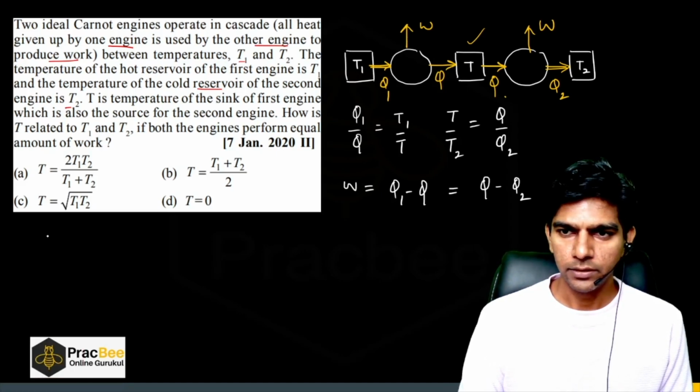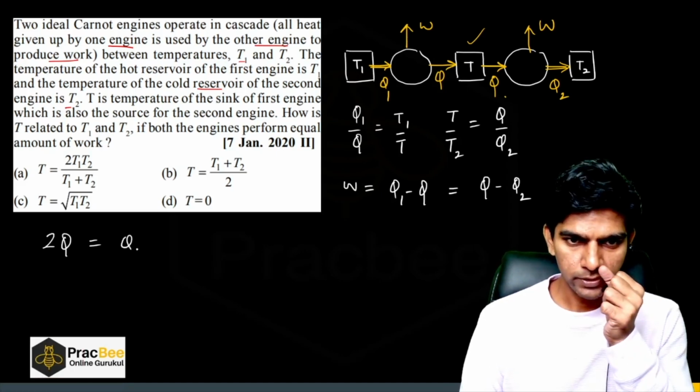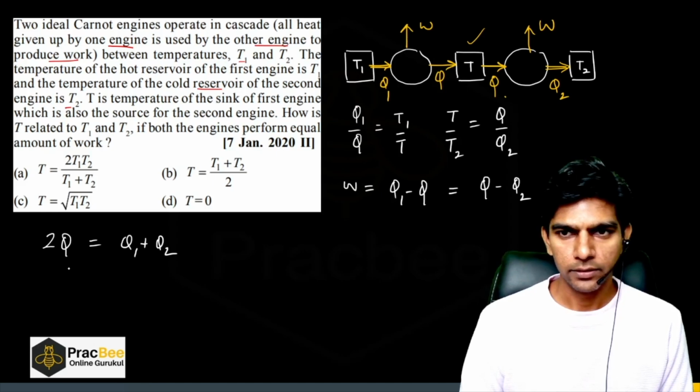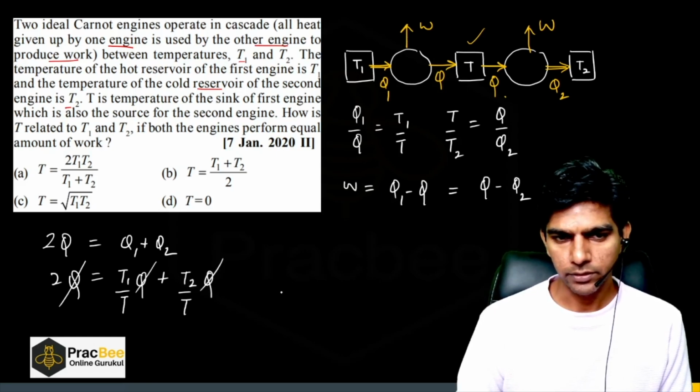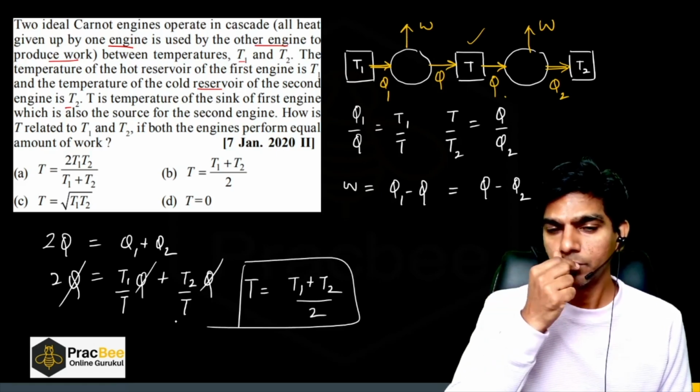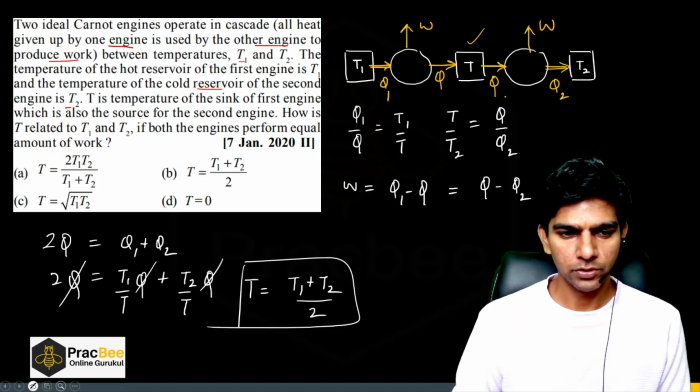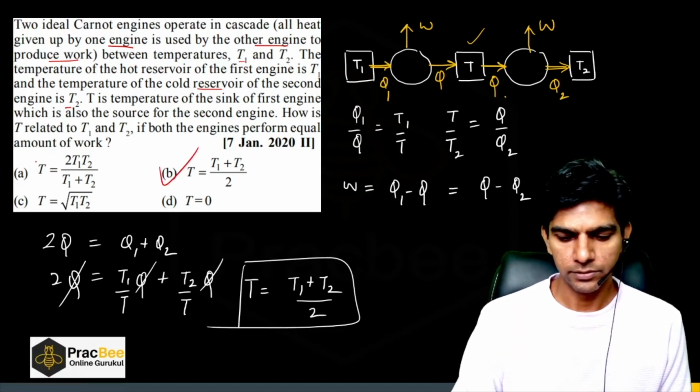So I can say 2Q is equal to Q1 plus Q2, and Q1 can be written as T1 by T times Q, and Q2 can be written as T2 by T times Q. So can you see this capital Q will get eliminated, and we can say T is nothing but (T1 plus T2) by 2. So do remember, it will be the mean of the two temperatures. So option B is the right answer.